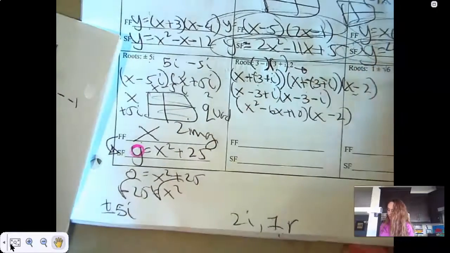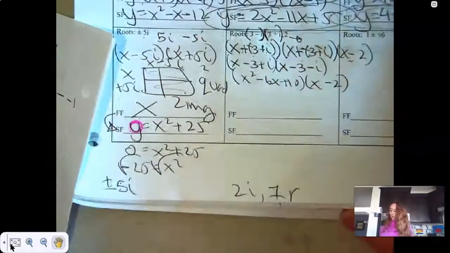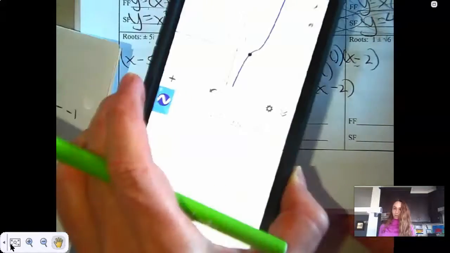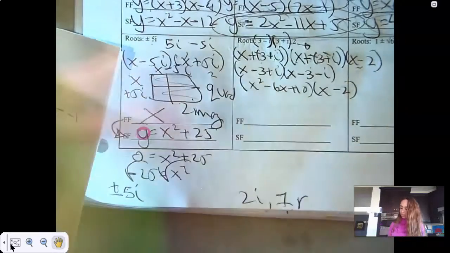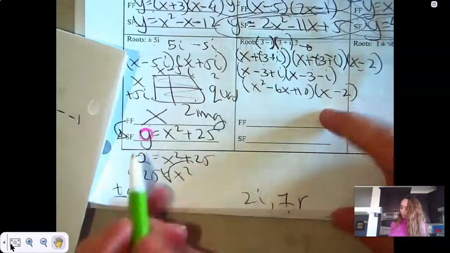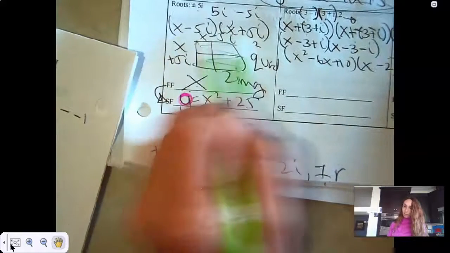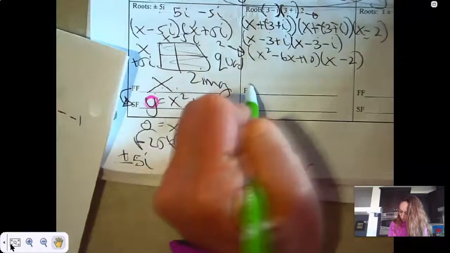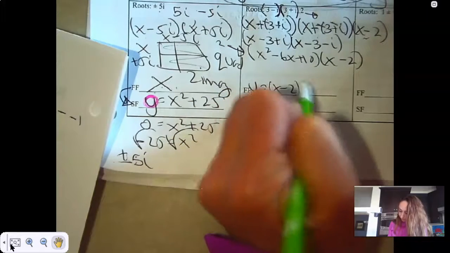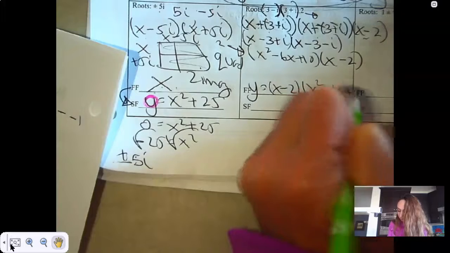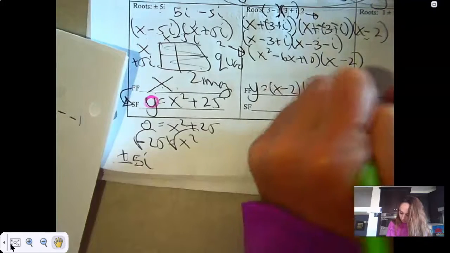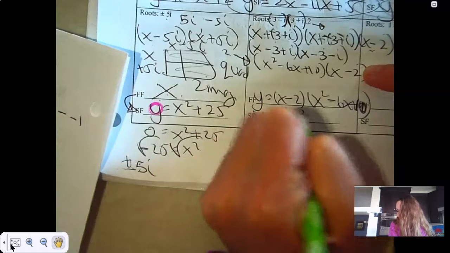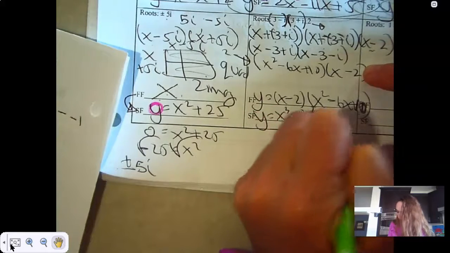Can I check my imaginary answers? I can't really check my imaginary answers because they are imaginary. But I can see that it doesn't cross the x-axis at all. So what does that mean? All right. What is my answer in factored form? Here, since I had imaginaries, I couldn't put that in factored form. So this can't be factored form, but this is factored form, because that's as much as I could factor it. And then multiplied out, y equals x cubed minus 8x squared plus 22x minus 20.